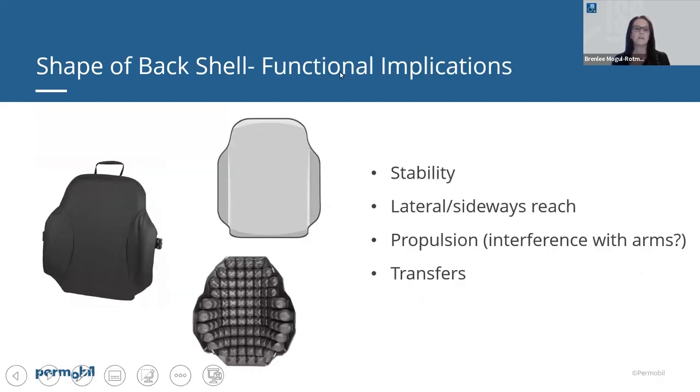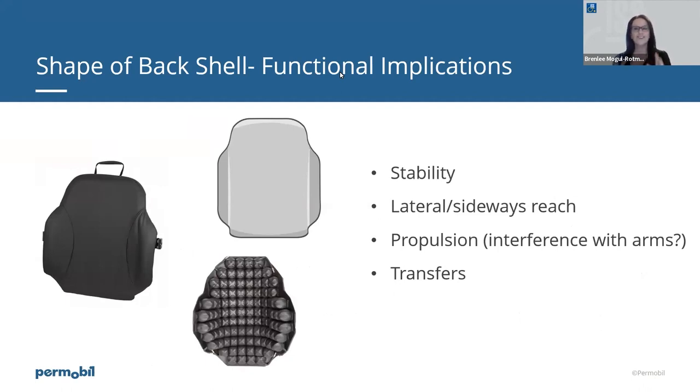Functionally, we want to make sure that the client's able to sit in a stable position, but also move to perform activities. So when you're looking at the shape of the shell, make sure that the shape doesn't interfere with the client leaning to the side for reaching or transferring, or the shape of the shell doesn't interfere with scapular movement that's going to be needed for propulsion.